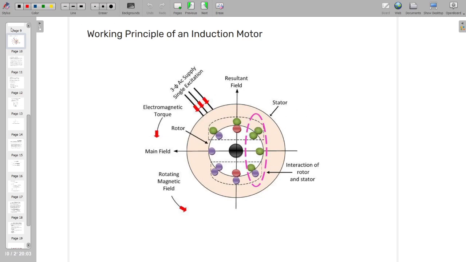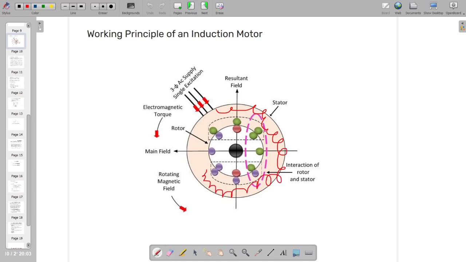Here we are giving a three-phase AC supply to the stator winding. Because of this current in the stator winding, flux is induced in it. Because of the flux, the MMF is induced, and because of this, the rotating magnetic field will be generated in the air gap.